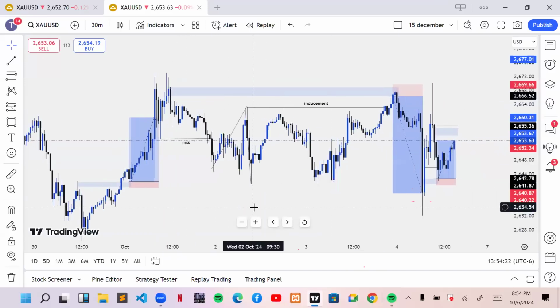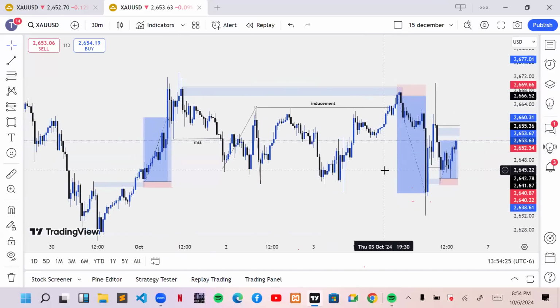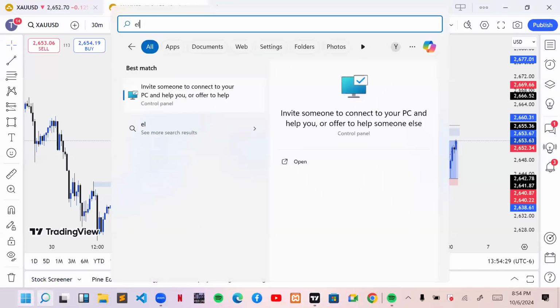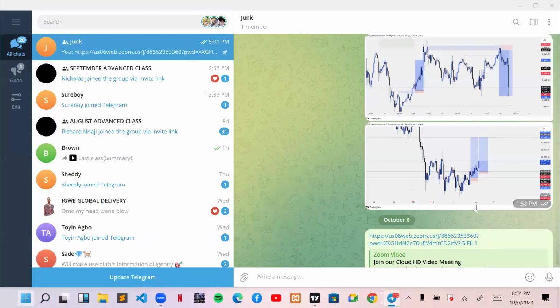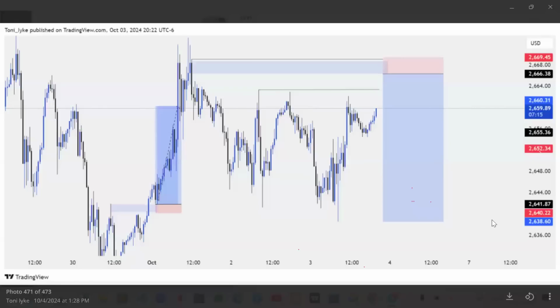And what did the market do? The market eventually tapped into this order block and continued selling. Let me see if I can find where I made this analysis. So this was the trade. Can you see? I saw my market structure shift, I saw my inducement, and I marked my order block. This was before NFP, so even people that gamble on news, you don't have to. This trade was during NFP.